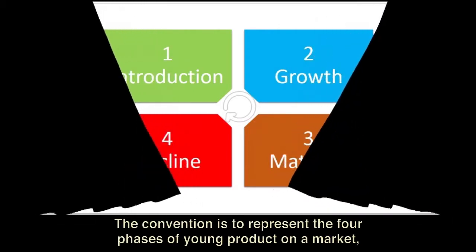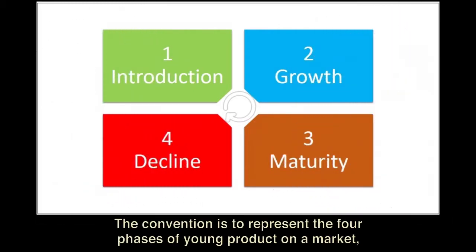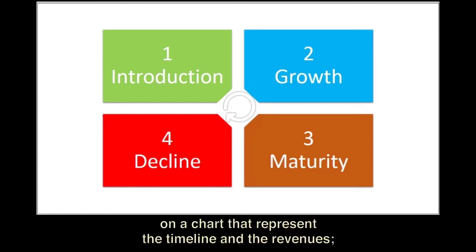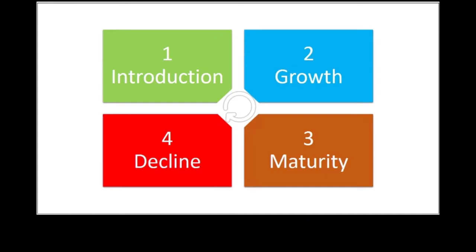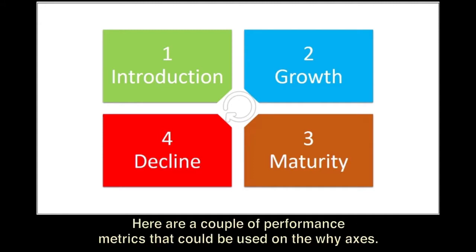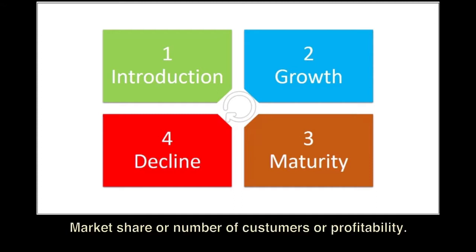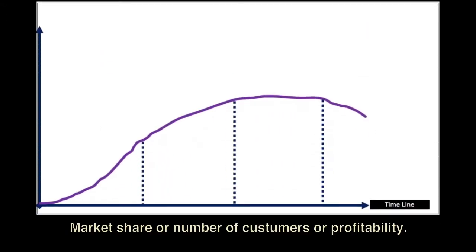The convention is to represent the four phases of your product on a market on a chart that represents the timeline and the revenues. I would invite you to challenge this convention by substituting the revenues by the global performance of your product. Here are a couple of performance metrics that could be used on the y-axis: market share, or number of customers, or profitability.